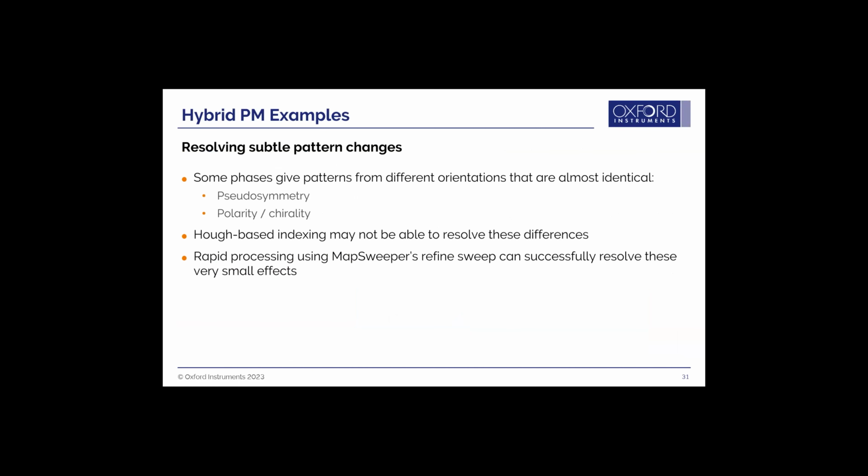Perhaps the last kind of example in the hybrid pattern matching is really the subtle pattern changes. I had that earlier, but what I mean here is things like pseudosymmetry and polarity. This is something where Hough-based indexing is almost never going to get some of the polarity changes right. When you see the differences in the patterns, it's on the fine details. It's on the 15th and 16th brightest band. It's not on the major diffraction bands that you're going to get.